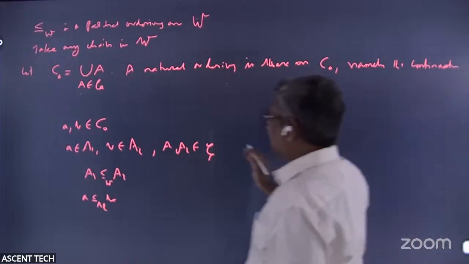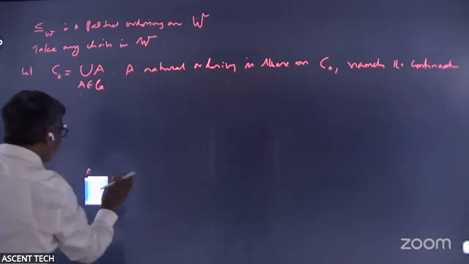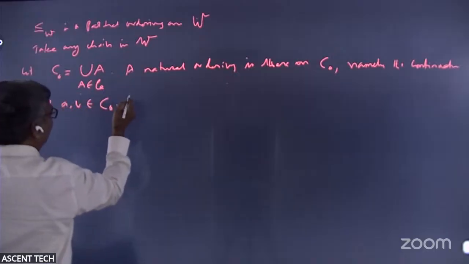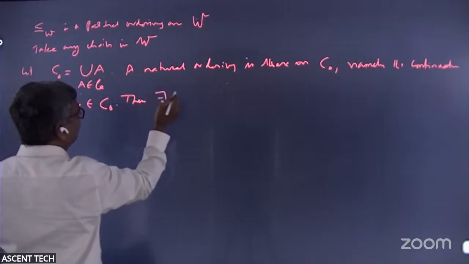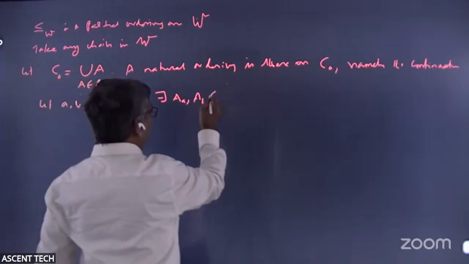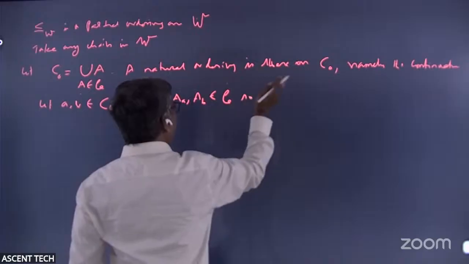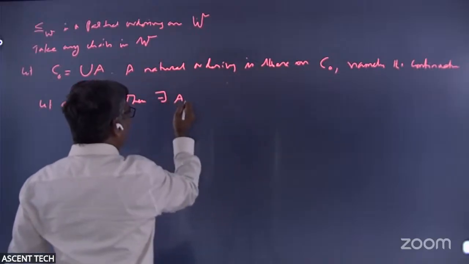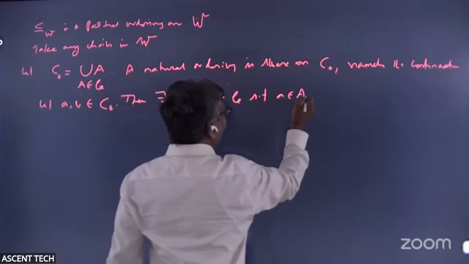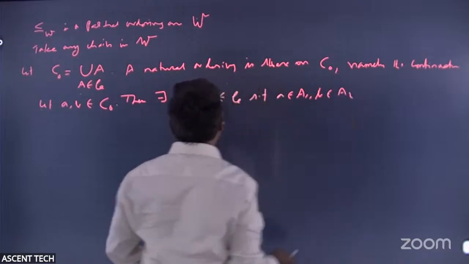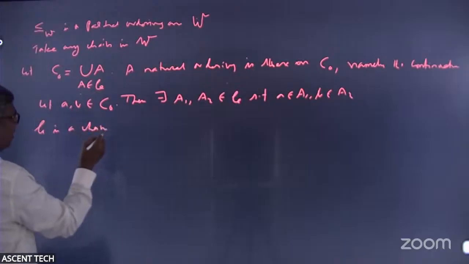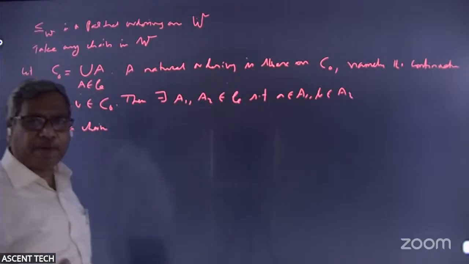Whatever I have written here, I'll write that again. Let a, b belong to C naught. Then there exist A1, A2 in C such that a is in A1 and b is in A2. But A1 and A2 are in the chain C. C is a chain. A chain means any two elements in it are comparable.